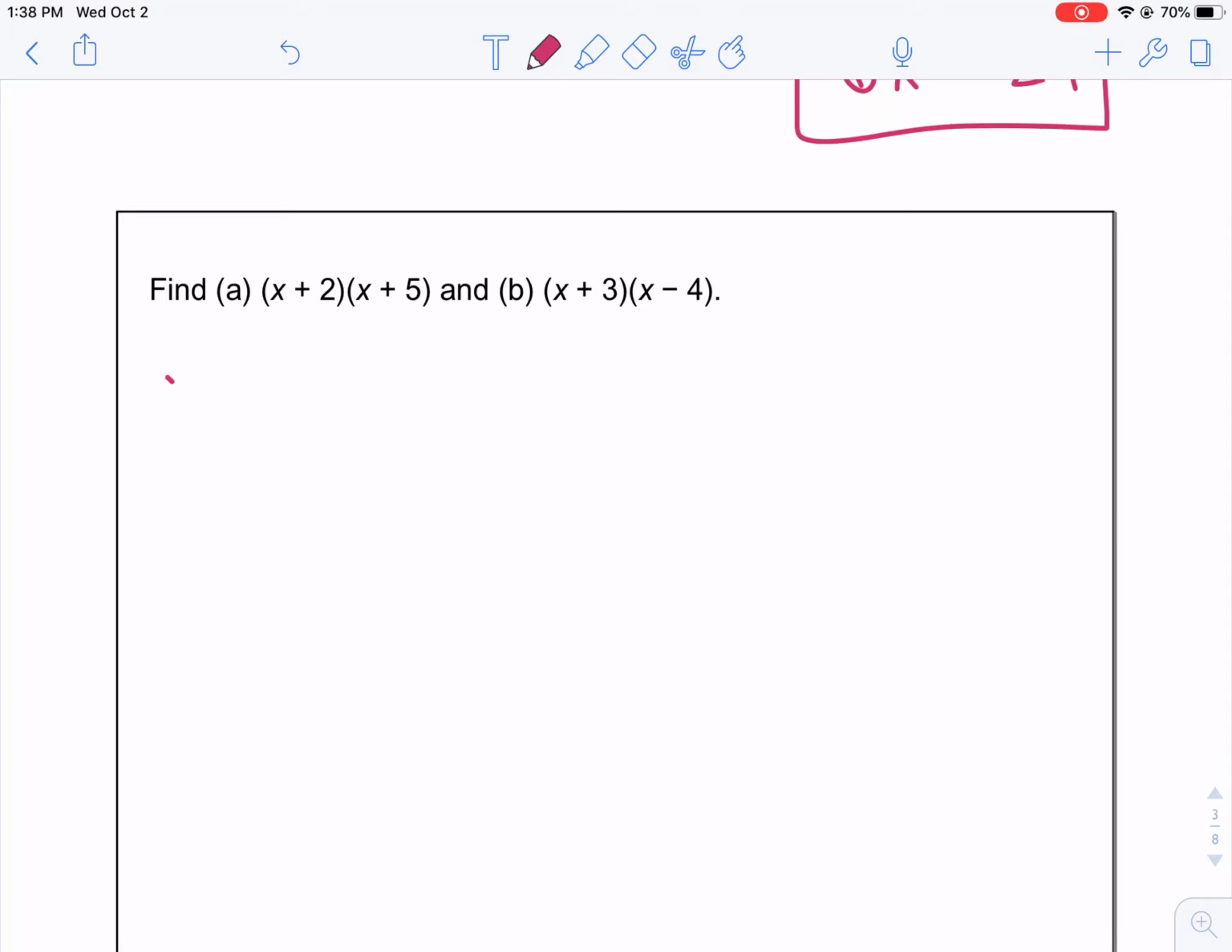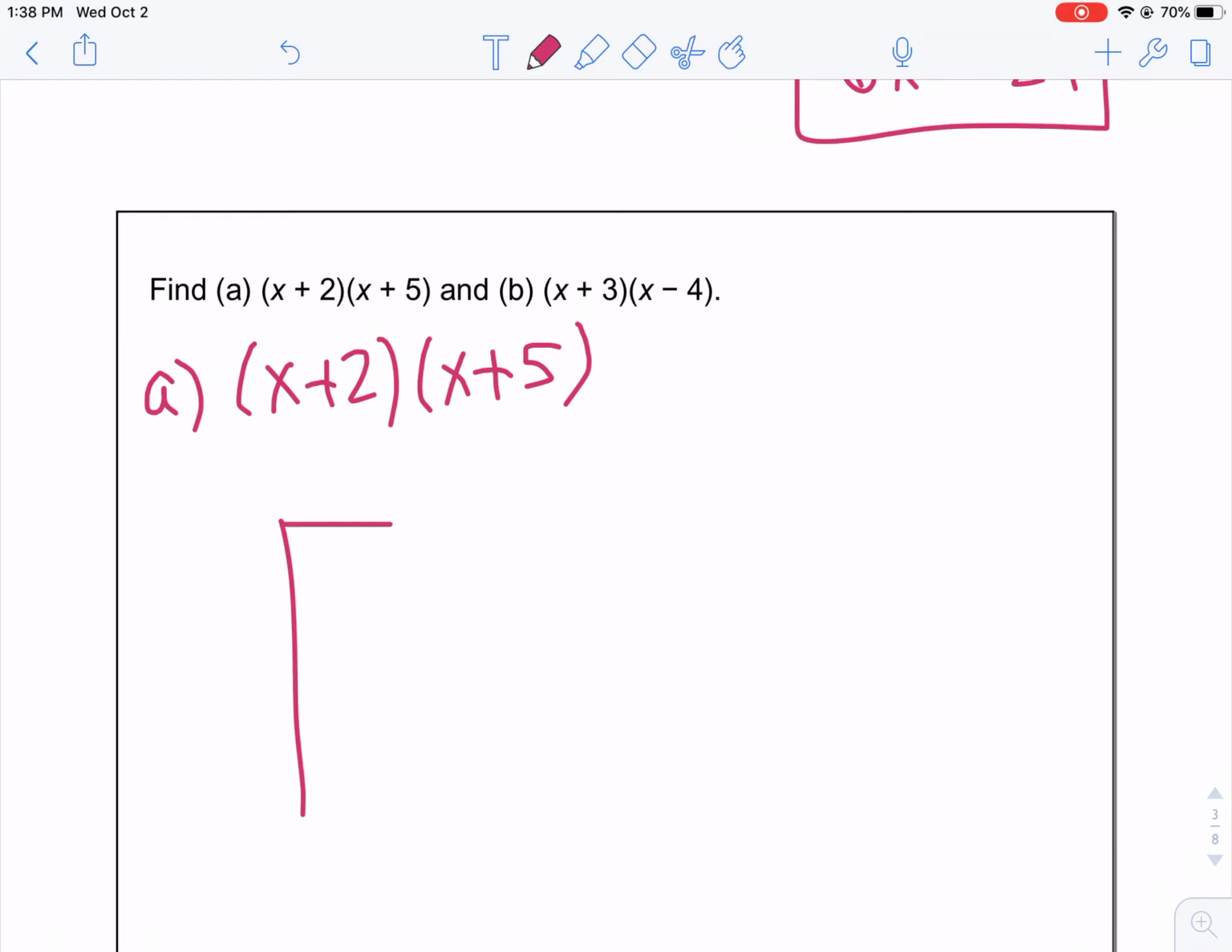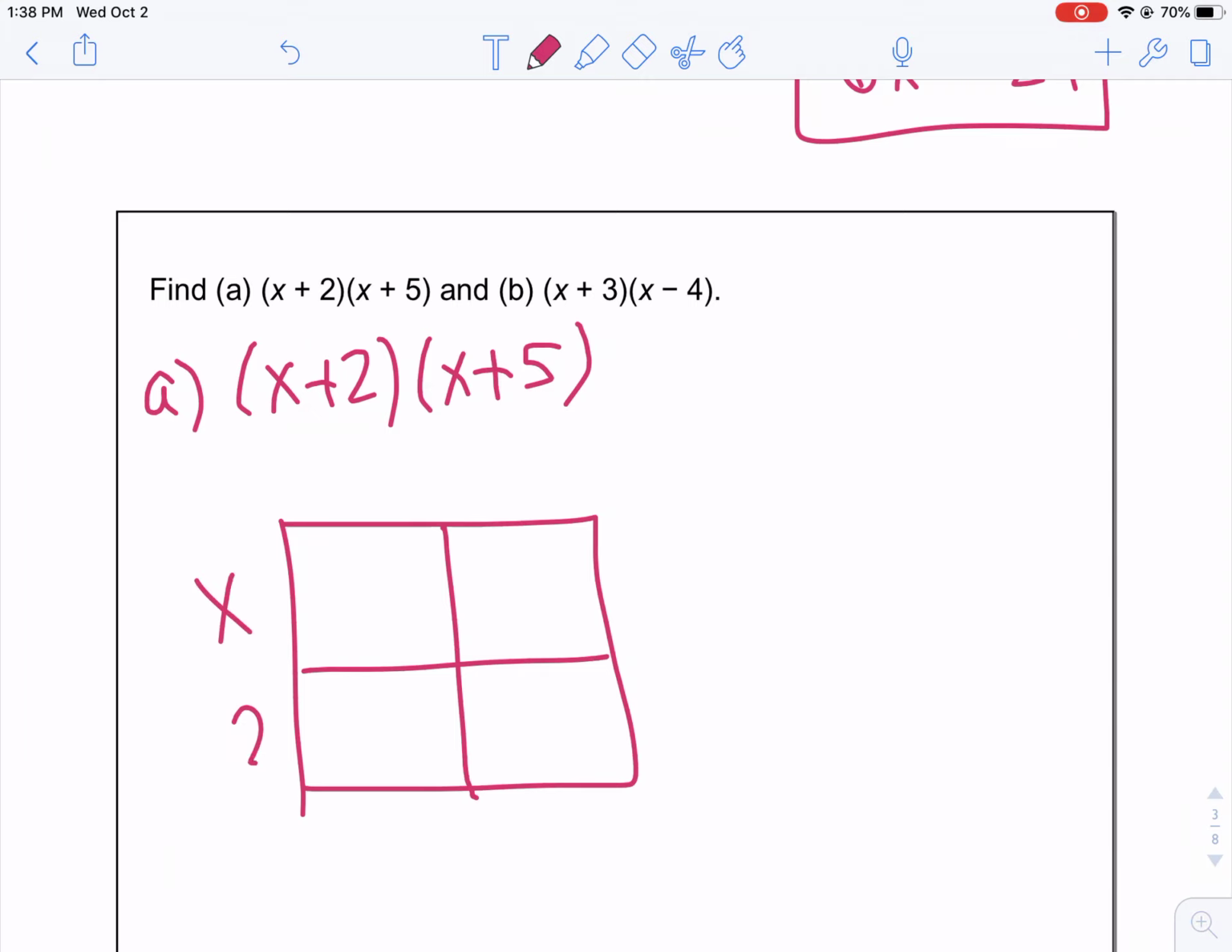So for this first example, I'm going to do x plus 2 times x plus 5, and I'm going to use the table for this one. So I build my table. This time I'm going to put the x and the 2 on the side and the x and the 5 on top, but your order does not make a difference here.